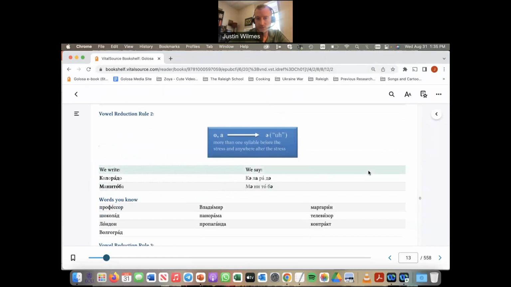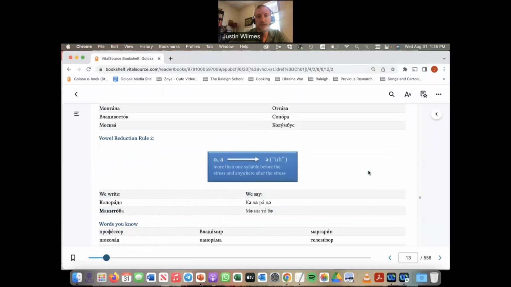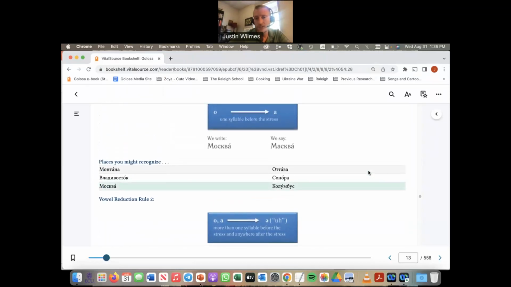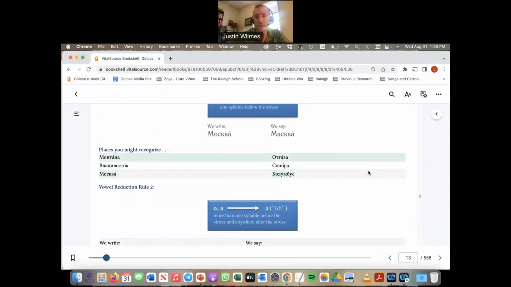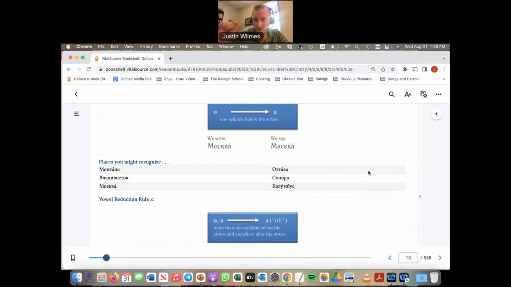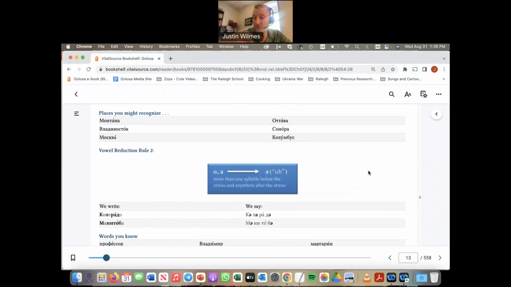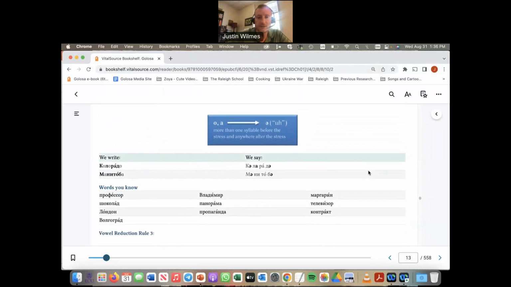Okay. Vowel reduction rule 2. O and A go to a shorter sound more than one syllable before the stress and anywhere after the stress. This is a little bit more technical and in depth than I care if you need to know at this point. This gets into very subtle differences between how many syllables before the stress it is and the difference between the sounds and stuff like that. But if you are really into linguistics and want to pay attention to those differences at this point, that's great. So, let's read through this.